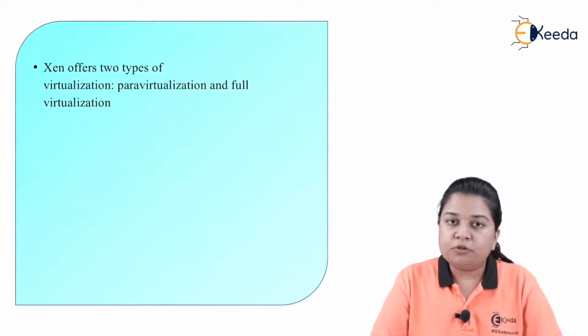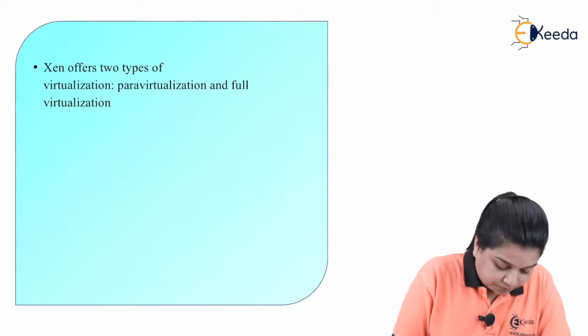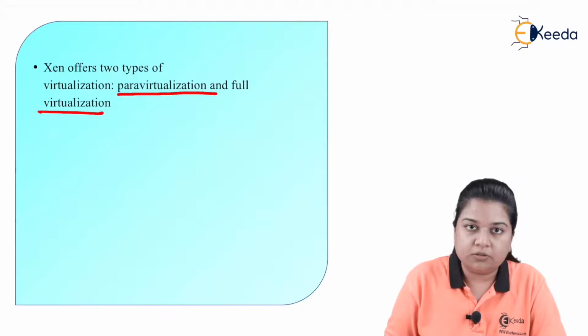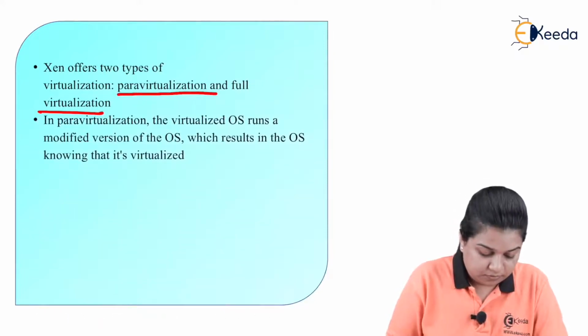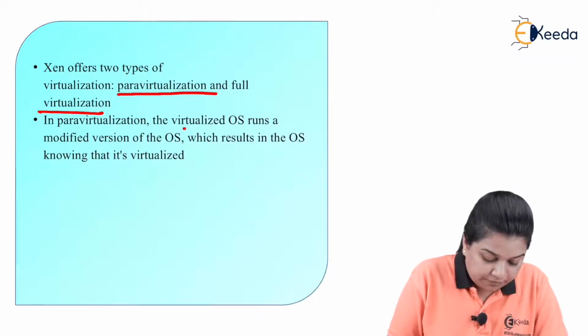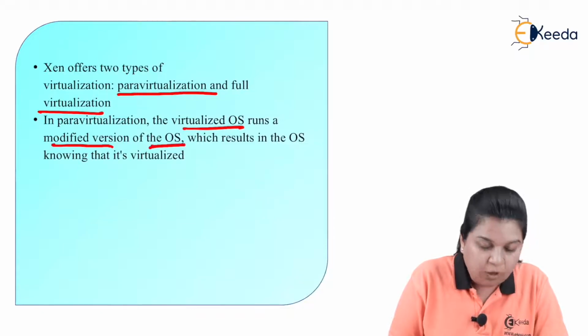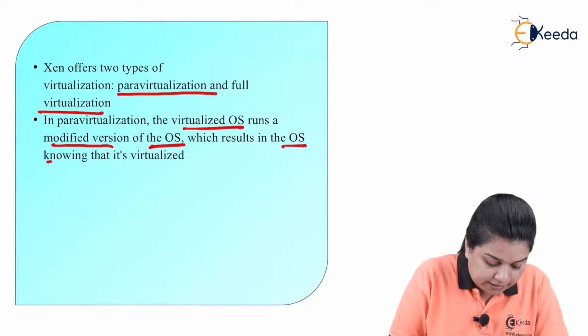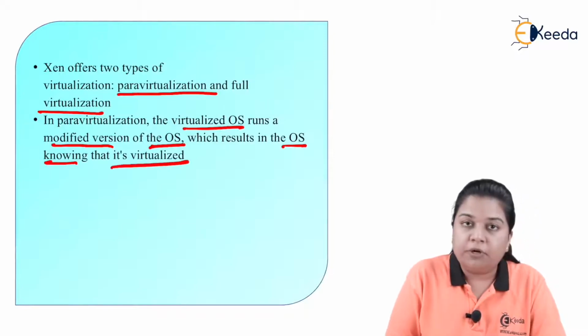Xen here offers two types of virtualization. First one is paravirtualization and full virtualization. In paravirtualization, the virtualized operating system runs on a modified version of the operating system, which results in the operating system knowing that it is virtualized.